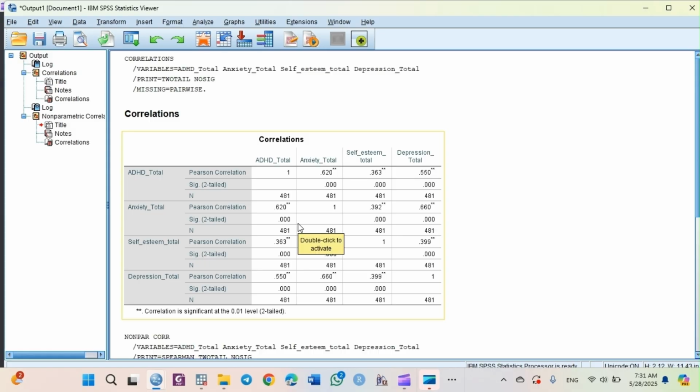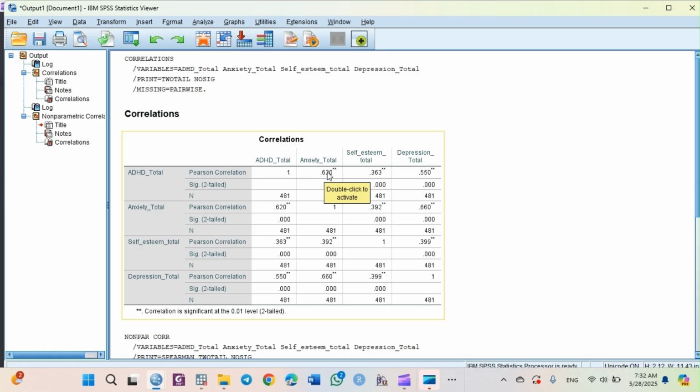The other is determining the direction of the relationship between the variables. For example, here there is ADHD and anxiety. It's positive 0.62, so the direction is positive. That means there is a direct relationship. In some variables, the direction might be negative, which indicates the relationship is inverse. So that's one of the important points, whether the direction is positive or negative.